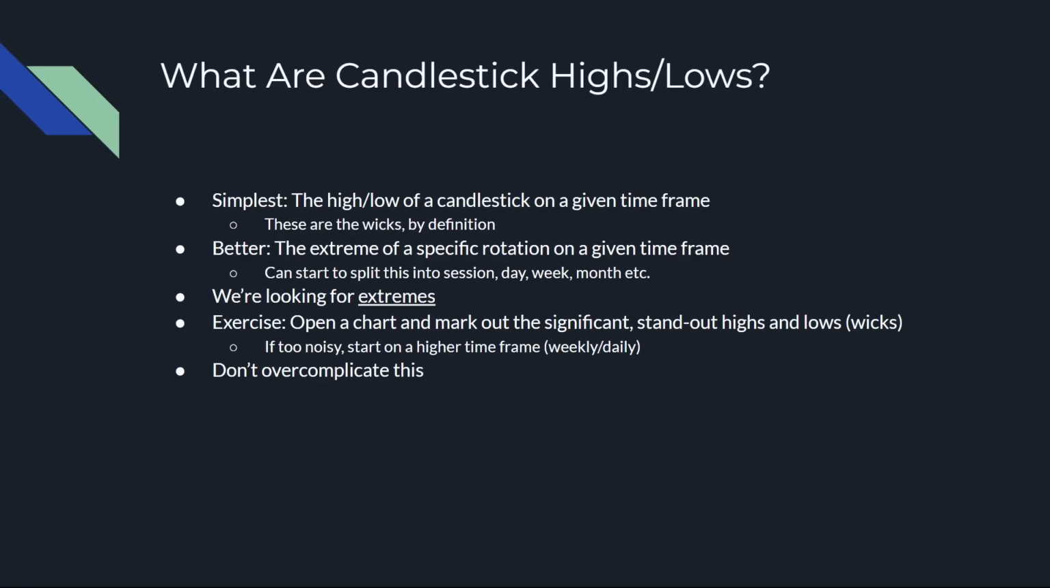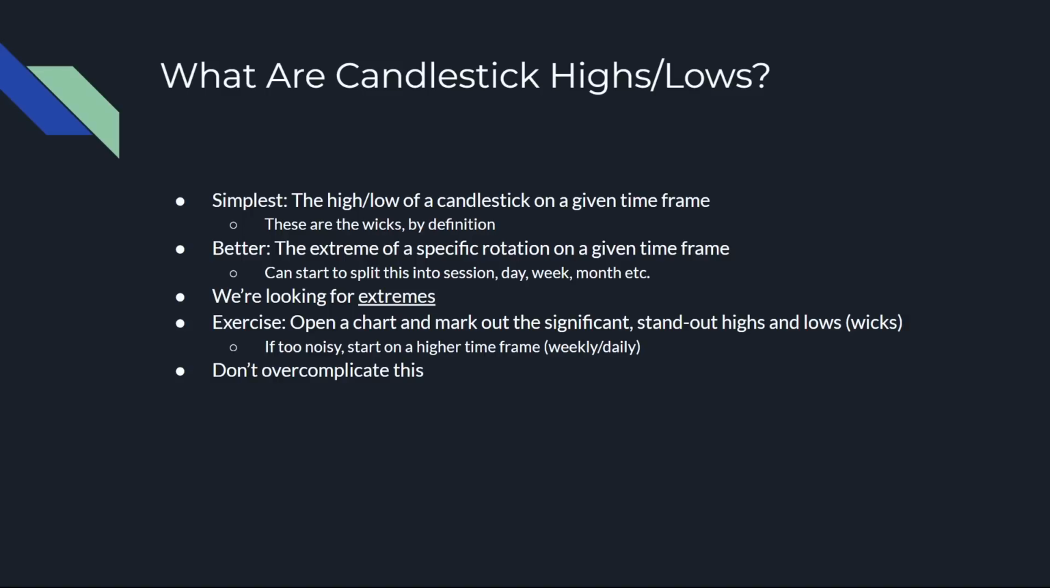So what are candlestick highs and lows? The most simple definition is the high or low of a candlestick on a given time frame. So if you're using a candlestick chart, these are going to be the wicks that you see. Perhaps a better definition would be the extreme of a specific rotation on a given time frame.